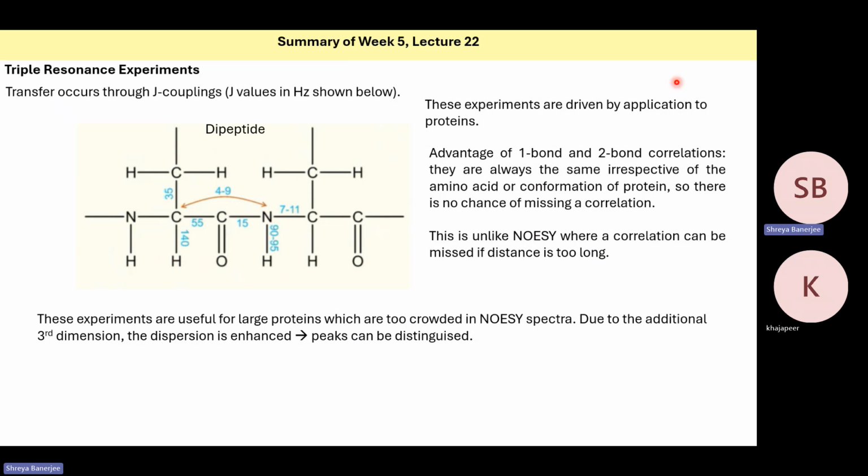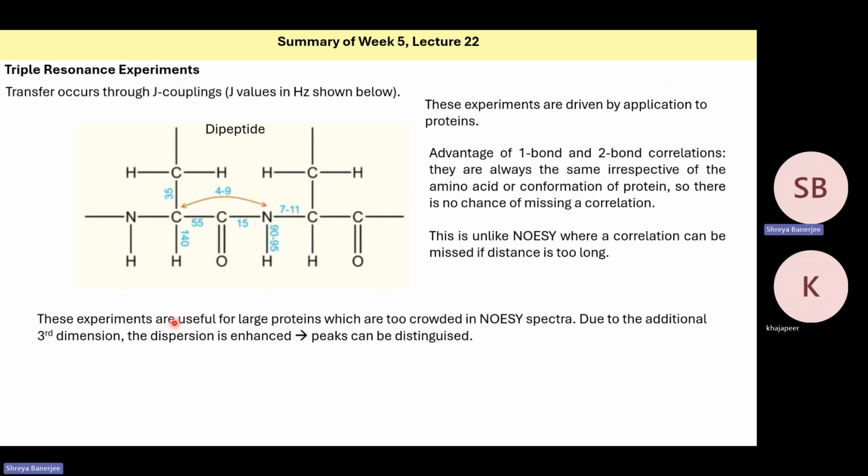But here it is always one bond and only one two bond correlation. And these are close enough that you will always see these correlations. So the more correlations you can see, the more you can walk through the polypeptide, identify that particular amino acid and also identify the amino acids before it or after it. And that will help you understand the sequence.